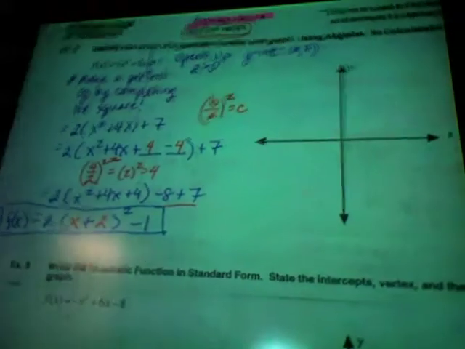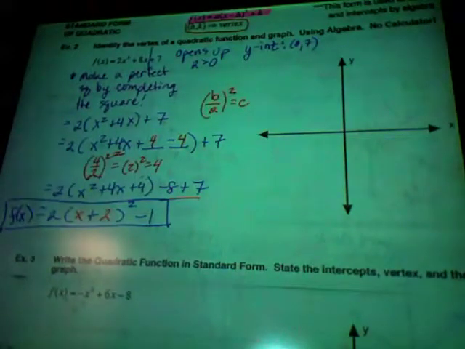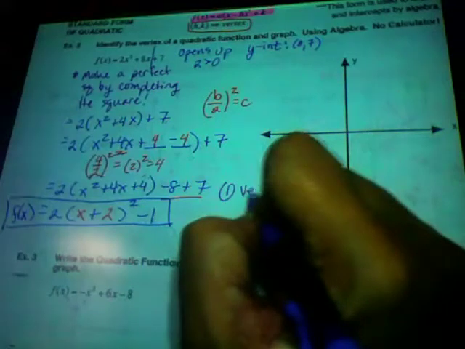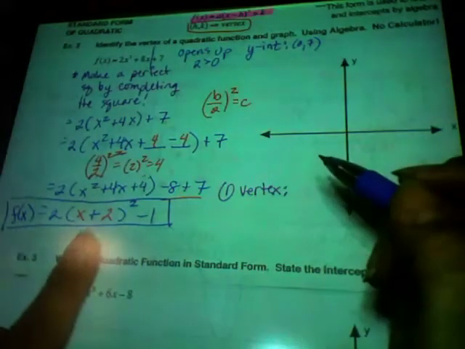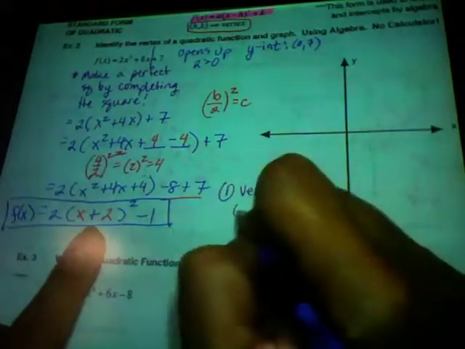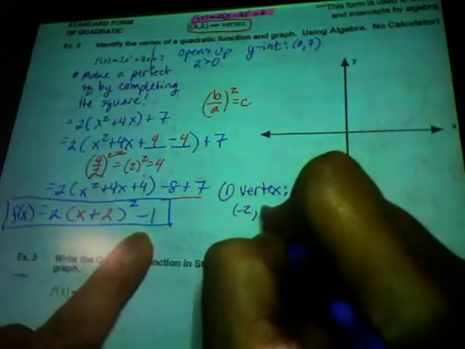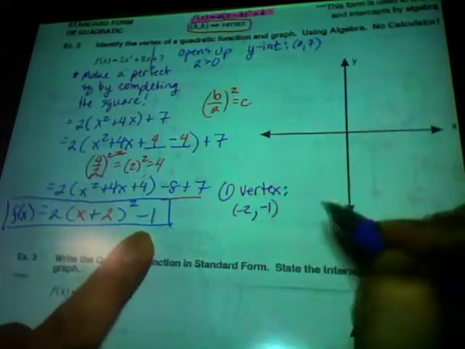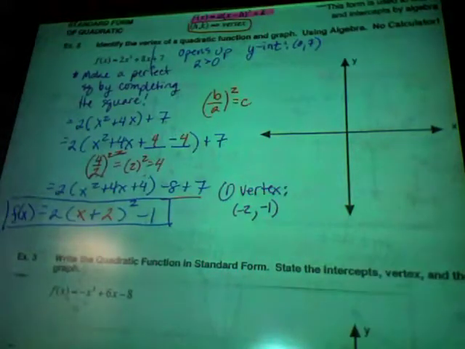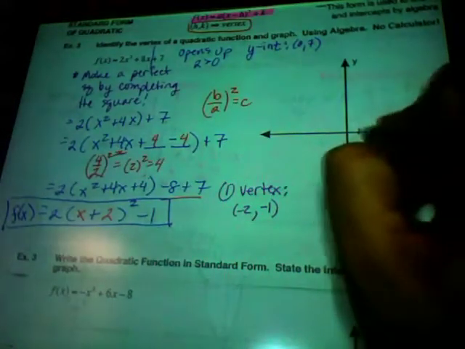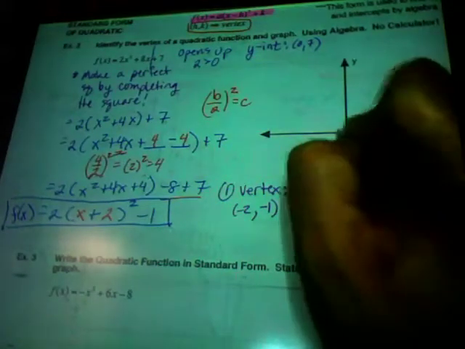So now what's your vertex? Just looking at that. So number 1, your vertex. What's our x value of the vertex? Negative 2. What's the y value? Same sign, negative 1. Outside same sign, inside opposite sign. So we now know our vertex, so let's go up and plot that. 1, 2, 3, 4. Put in your hash marks.